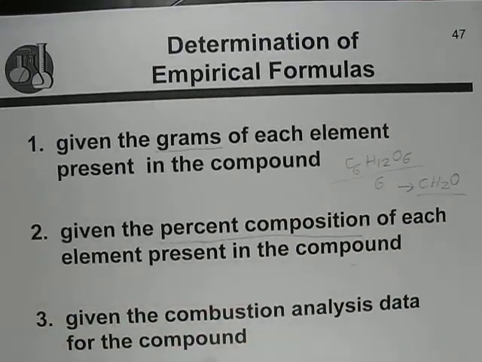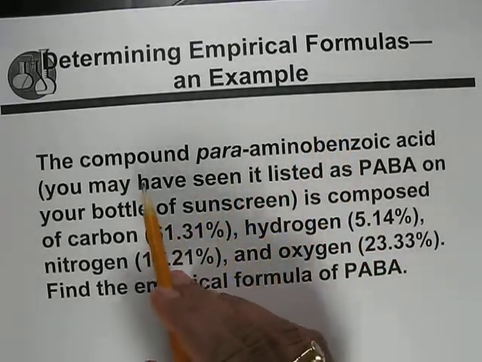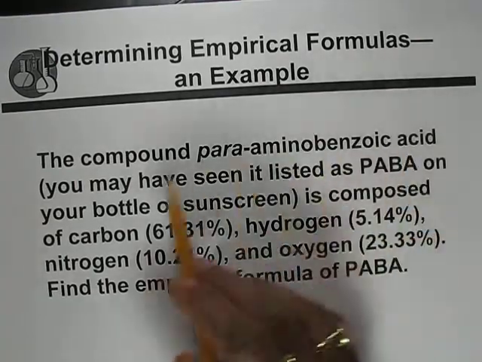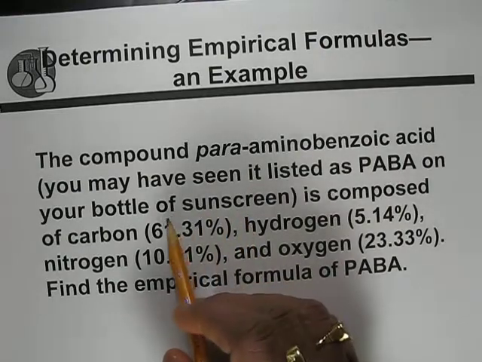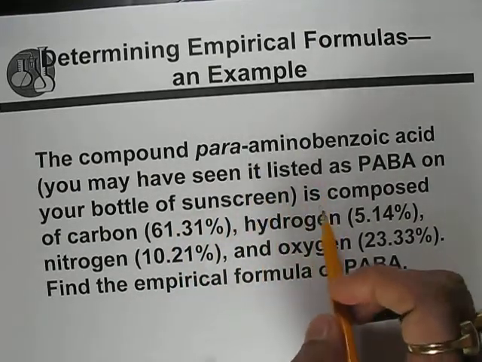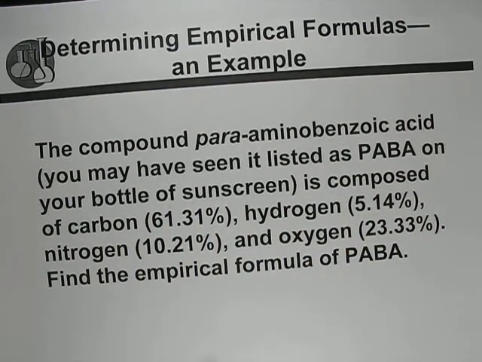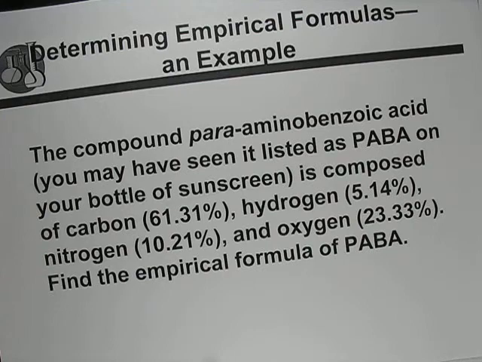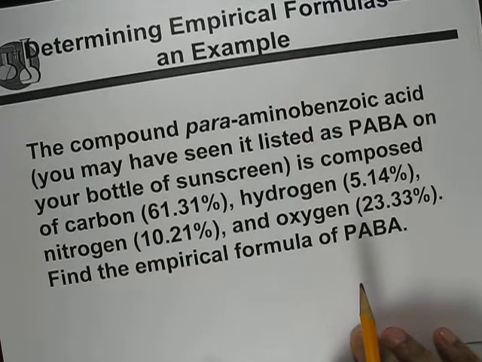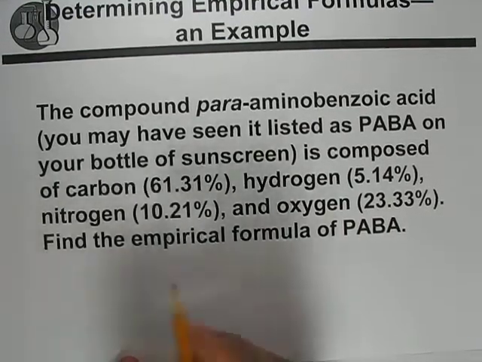So let's see the first example, determining the empirical formula. For example, the compound para-aminobenzoic acid. You may have seen it abbreviated as PABA on your bottle of sunscreen, so this compound is used in sunscreen. It is composed of carbon 61.31%, hydrogen 5.14%, nitrogen 10.21%, and oxygen 23.33%. Find the empirical formula of PABA.